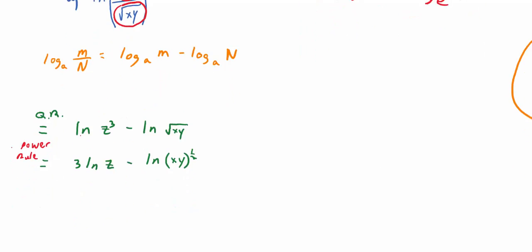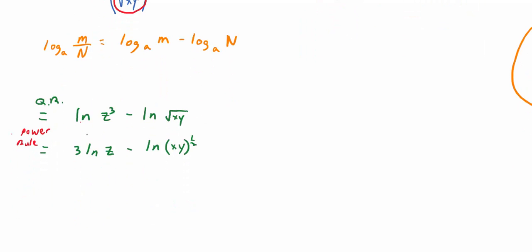And then what rule can I apply once again in the next step? The power rule, once again. I'm just going to rewrite 3 natural log of z, that guy's done, minus 1/2 natural log of x times y. Notice I dropped the parentheses now because I don't need them, but if you don't want to drop them, you don't have to. You can put them back in there like I just did. Is it expanded as much as possible?